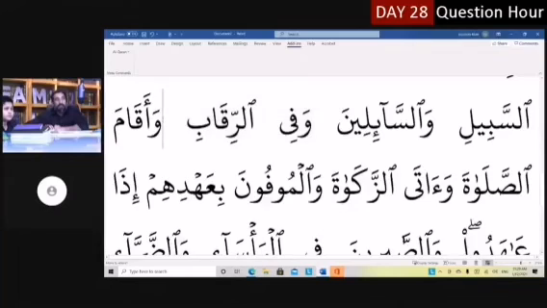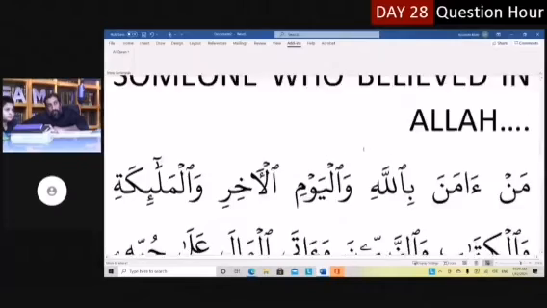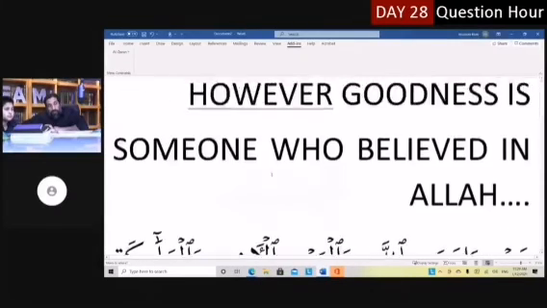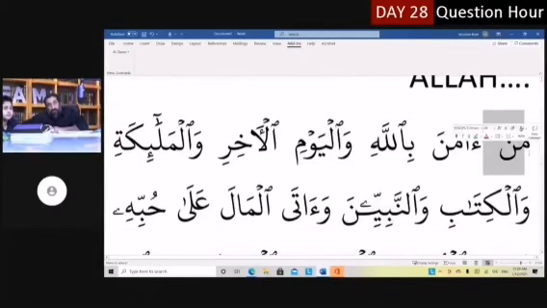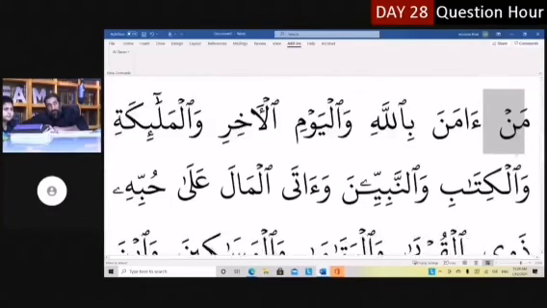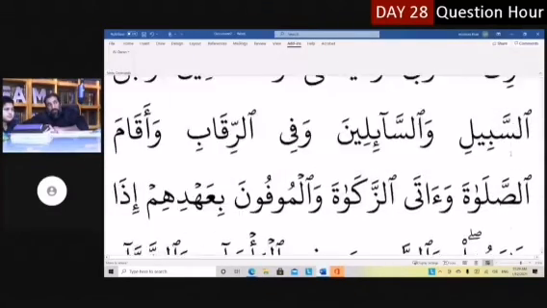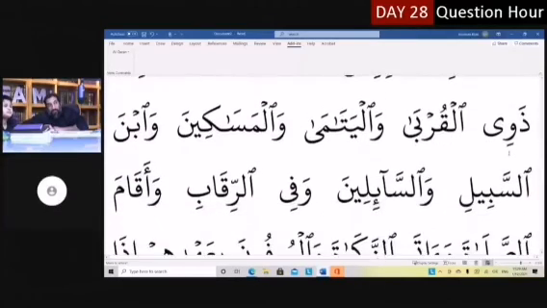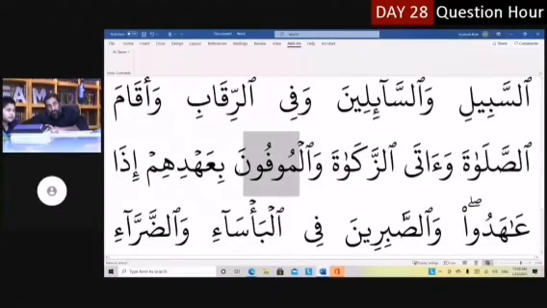Wa aqama salata, and he established the prayer. Wa ata zakata, and he gave zakat. Then wal mufuna. Notice the status. Wal mufuna is still rafa. By the way, this was mubtada, lakin al birra, man is the khabar. And the khabar should be rafa status. So this is rafa. And then wal mufuna is continuing from that khabar. They fulfill their promises whenever they make them. So what status is mufuna? The rafa, una, right?